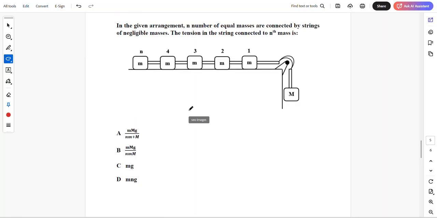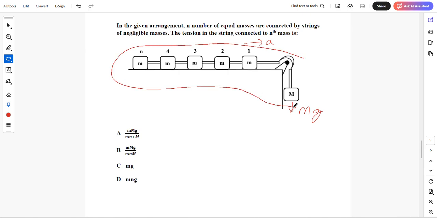Now, in the given arrangement, n number of equal masses are connected by strings of negligible mass. The tension in the string connected to the nth mass. Okay, this is the nth mass. This is m. This is the force mg. First we'll calculate acceleration. Use what? System boundary. If I use system boundary, what is going to happen? These tensions get cancelled. This tension and this tension and all get cancelled. These internal forces get cancelled.